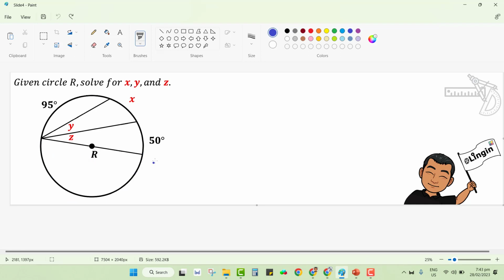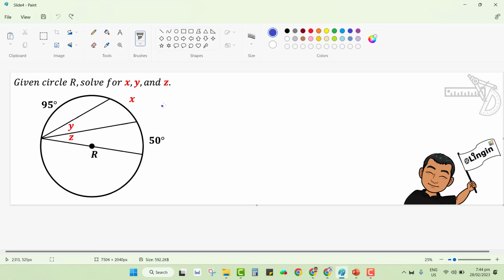What is actually beautiful about understanding the semicircle is that it could help us solve the variable x, since the semicircle measures exactly 180 degrees. That's half of the entire circumference. This would mean that if we sum up this arc, which measures 95 degrees, the value of x, and this remaining minor arc, which is 50 degrees, they must sum up to 180 degrees.